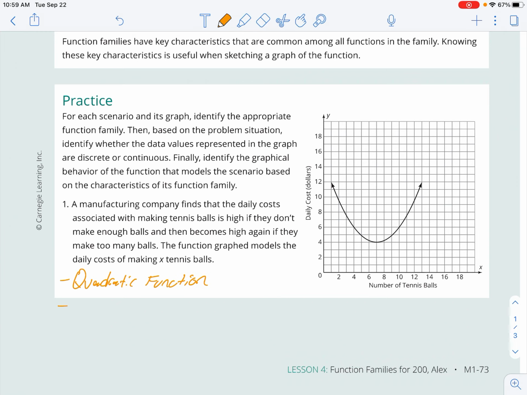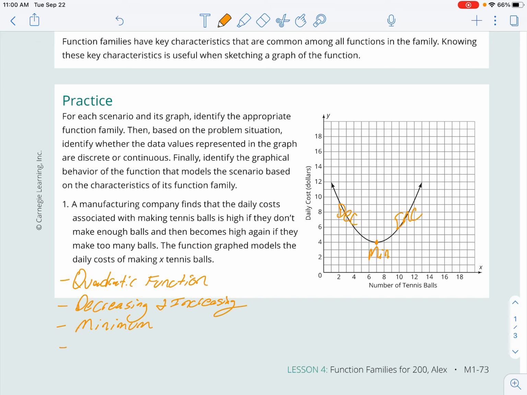Second thing is, tell me what a quadratic function is doing here. Increasing, decreasing, maxes and mins, anything like that. So first thing I notice is my eyes are going down. It turns at the minimum, and then it continues to increase. So it's decreasing and increasing, and it also has a minimum.